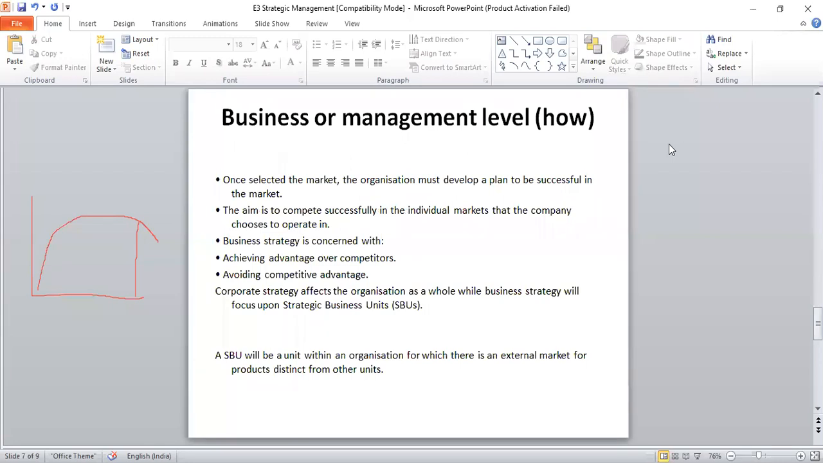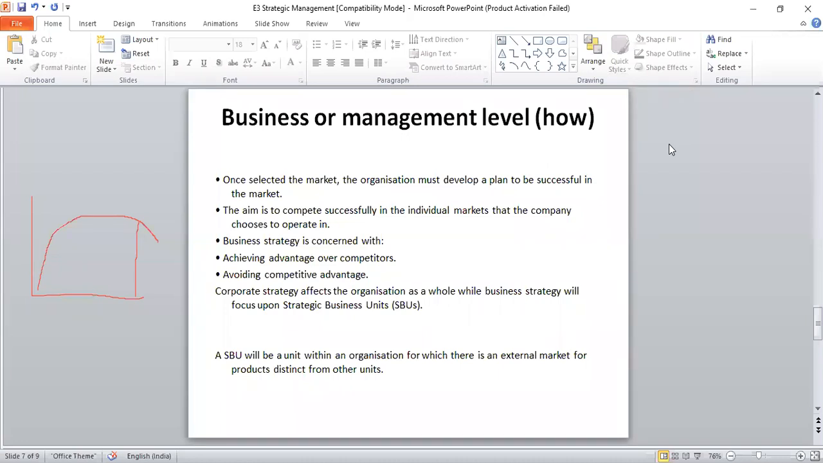Then at the middle level, the middle level is more focused on planning for the organization. So it is involved with planning within the organization, what course of action will be implemented. That is what the middle level management is concerned with. So once the market is selected, the organization must develop a plan to be successful in the market. So how would they go ahead? For that, they require a plan within the organization, and this plan is prepared by the middle level.